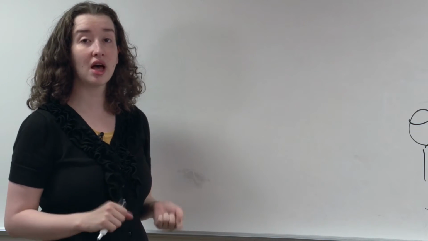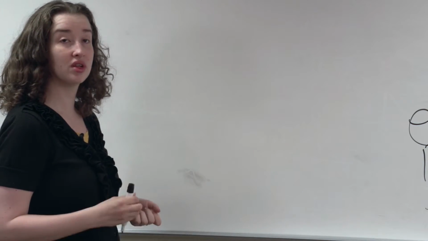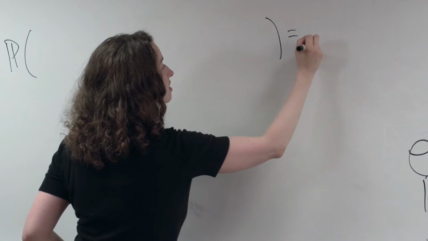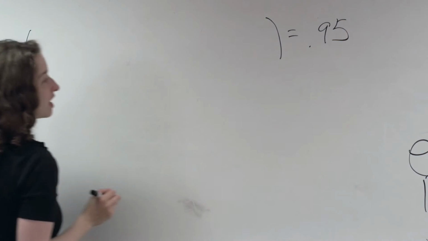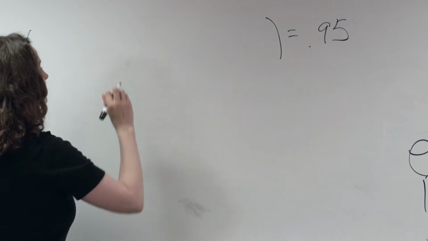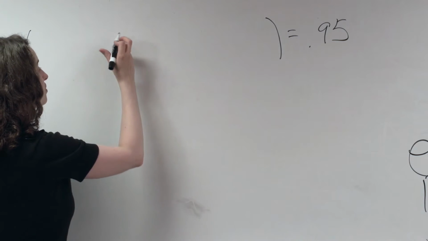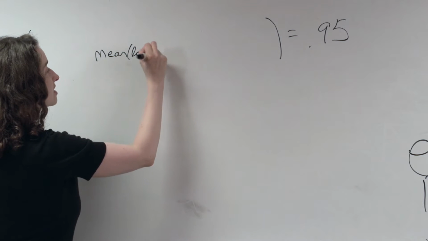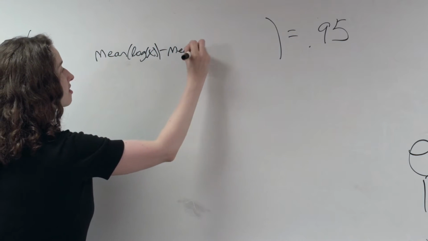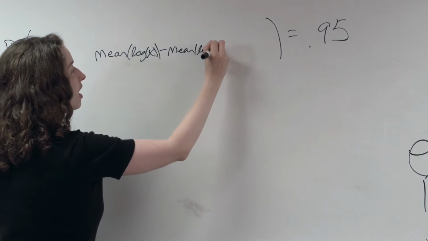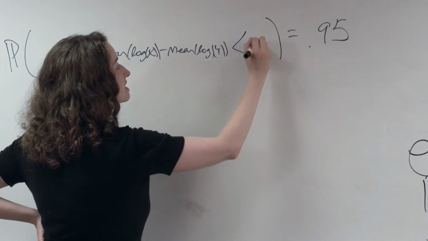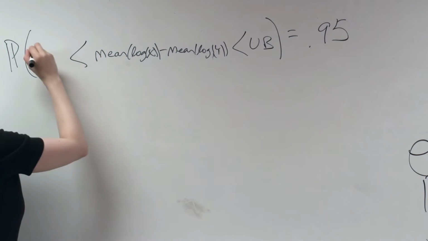On our original log scale, if we were to write a confidence interval, it would look like this. We would say the following quantity is true with probability 95%. We would say that the true difference, the mean log of x minus the mean log of y, is less than some particular upper bound and less than some particular lower bound.